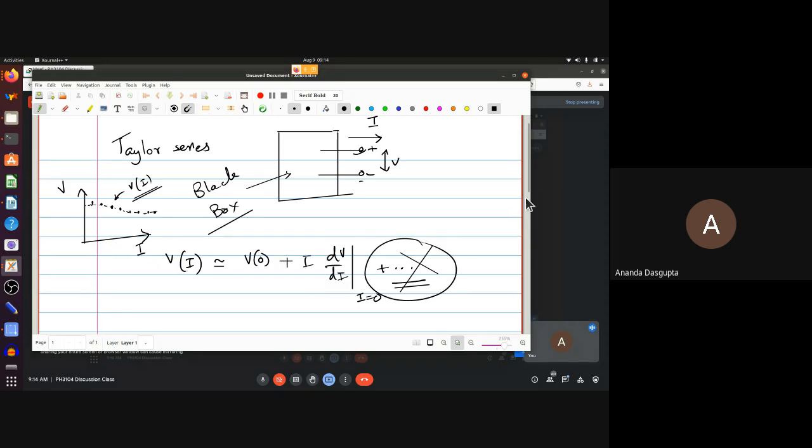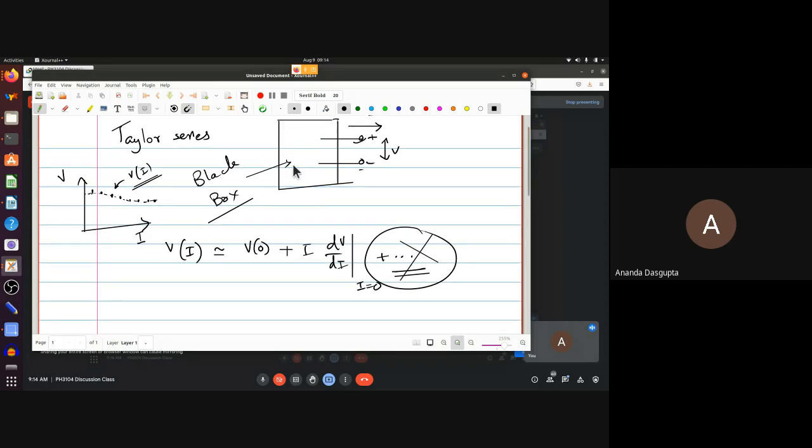So if you have a linear device, if all the things inside the black box are linear, that is made out of resistances, capacitances, and inductances, then it's pretty easy to see that there will be no higher order terms at all. Okay. For linear devices, stopping at first order is exact. So there you have no approximation whatsoever.